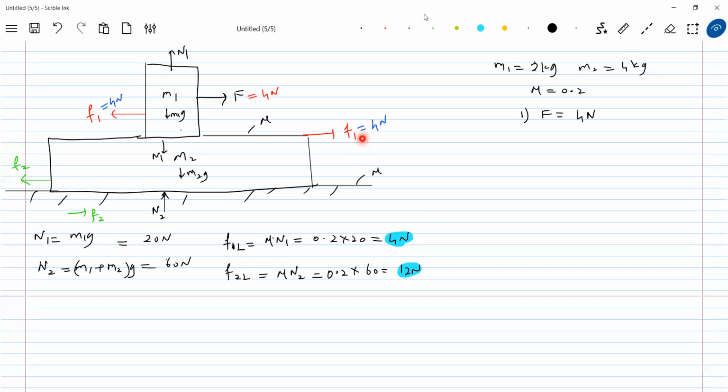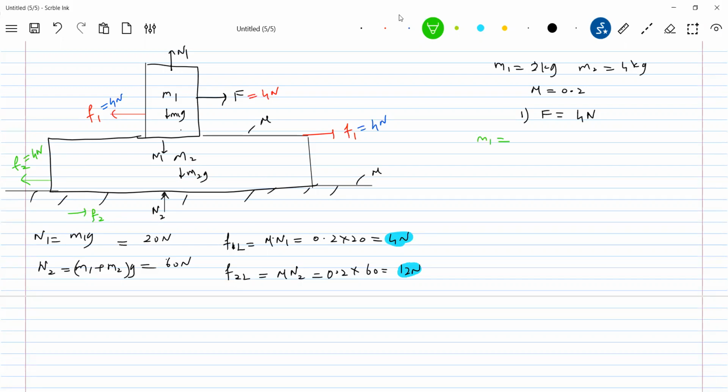But how much force is acting? 4 Newton. So therefore this F1, can it make the block M2 shift? The answer is no. So therefore, what will be the value of F2? The F2 will adjust itself to 4 Newton. So what is the net force acting on the system? It will be 0. What is the state of the blocks M1, M2?